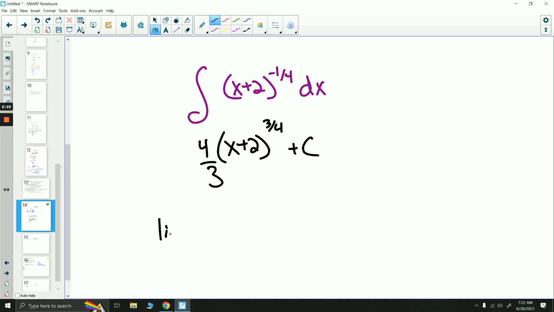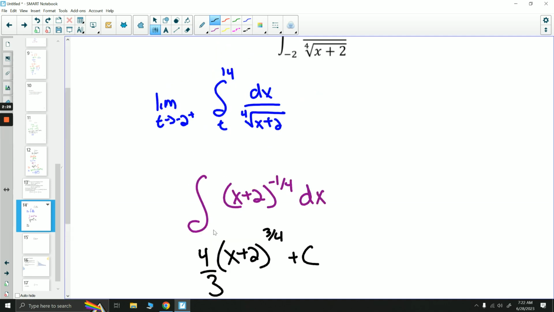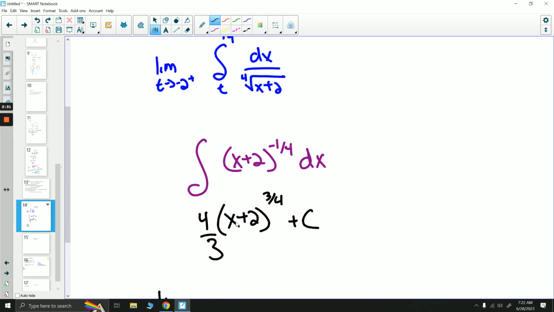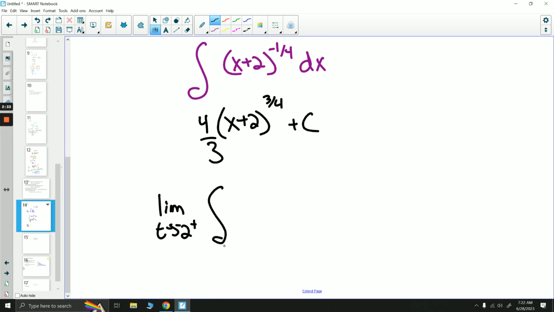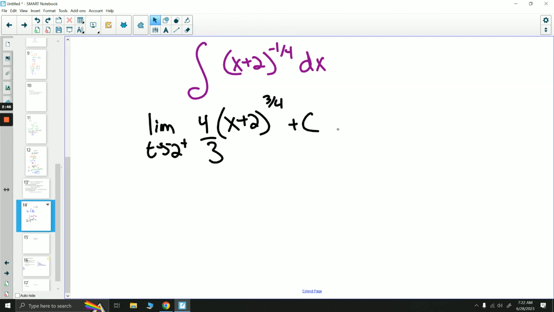We're going to take the limit as t approaches negative 2 from the right-hand side, of the integral from t to 14 of this thing. So really, I guess I didn't need to write this again. Let me just move this up here. So we're going to take this from 14 to t like this.